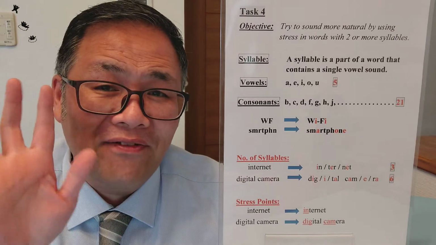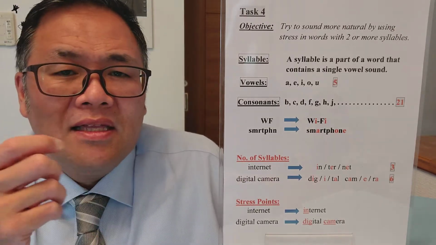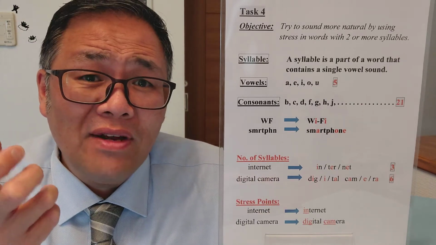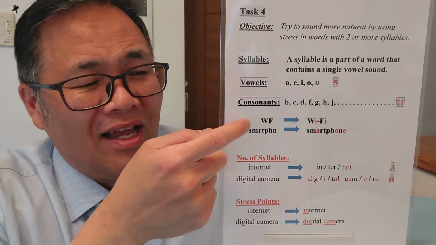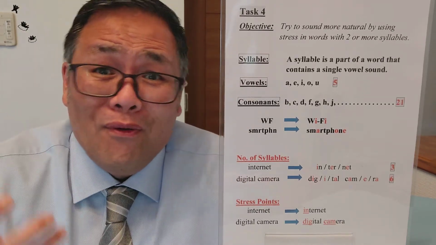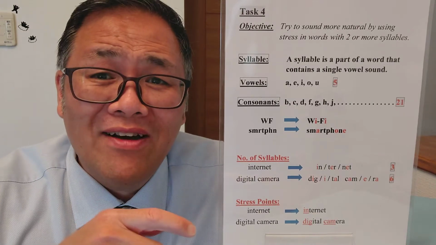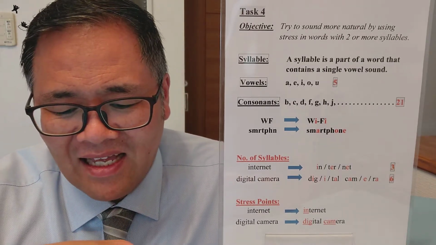Okay, so remember you have 5 vowels and you have 21 consonants. The important part of vowels is that if you don't have a vowel in a word, you can't pronounce it. So for example, you have this WF, how do you pronounce it? It's oof, oof, oof. But if you put vowels in, you have Wi-Fi.